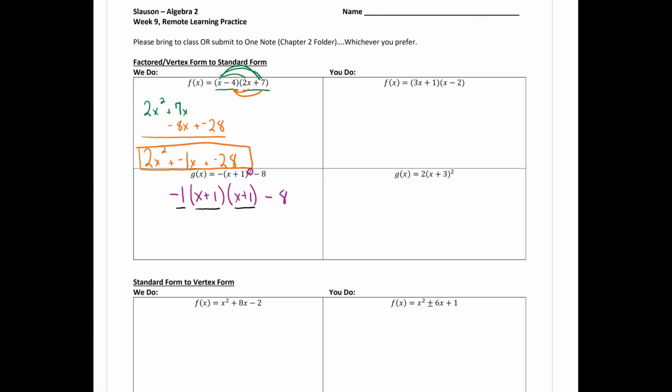So what I'm going to start is x is going to go meet the neighbors first, and I'm going to get an x squared and a 1x. And then the 1 is now going to go meet the neighbors. So I get another 1x, which I'll have to combine with the first 1x. And then when I multiply the 1 and the 1, I get 1. It's not 2. And I'm going to add these up, combine my like terms.